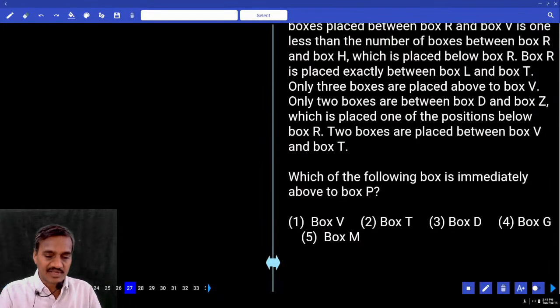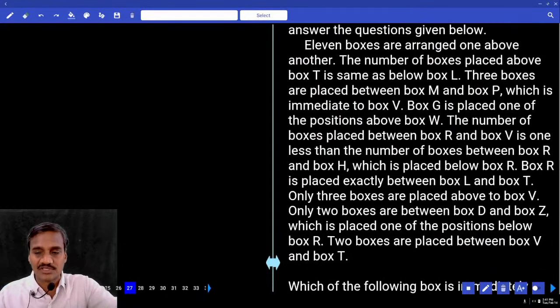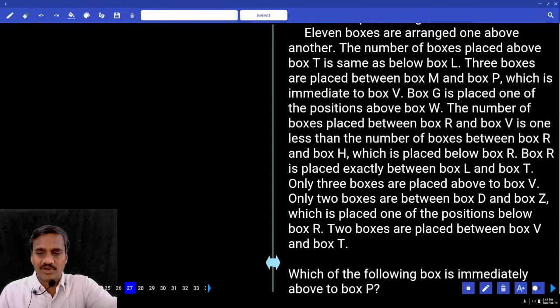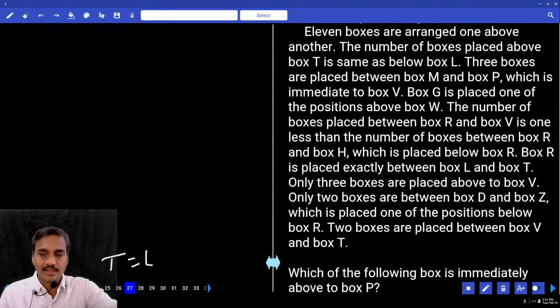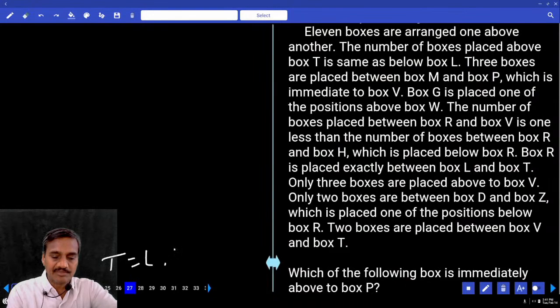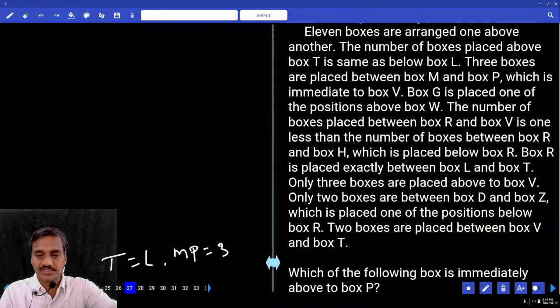Clear? Then coming to question numbers 27 to 31. Now here there are 11 boxes, one above the other. The number of boxes above T is the same as below L. Above T, below L, T equals L. And 3 boxes are placed between M and P, and P is immediate to V. How many are in between M and P? There are 3 boxes. And P is immediate to V, so P and V are adjacent to each other in any order.